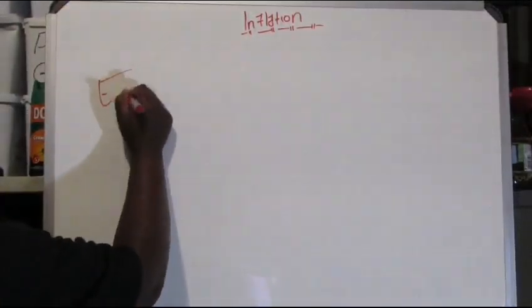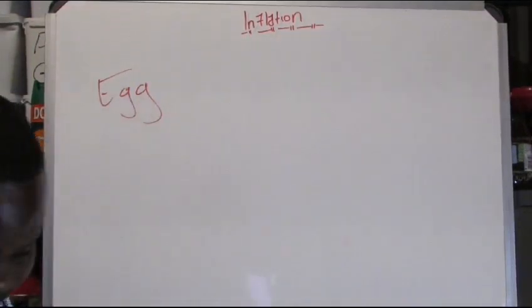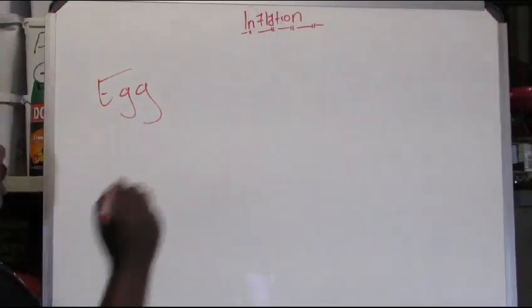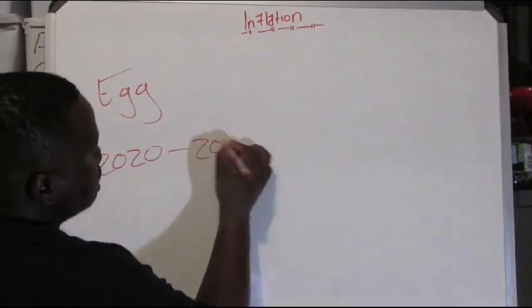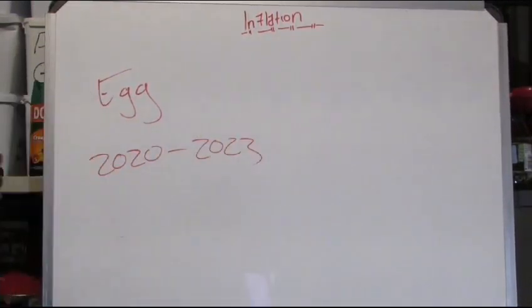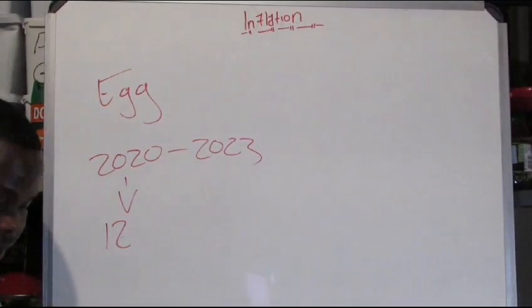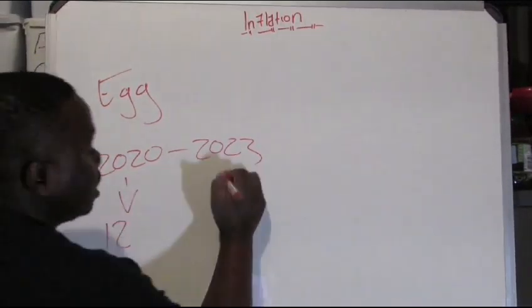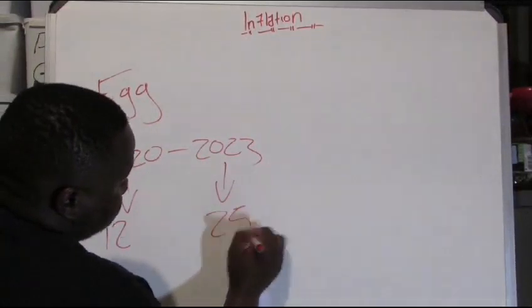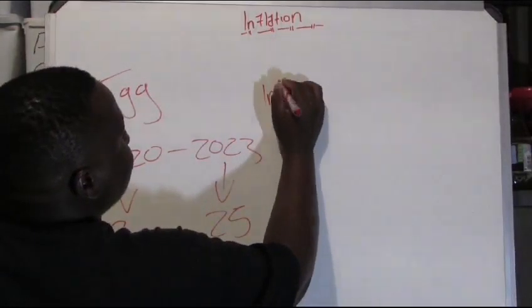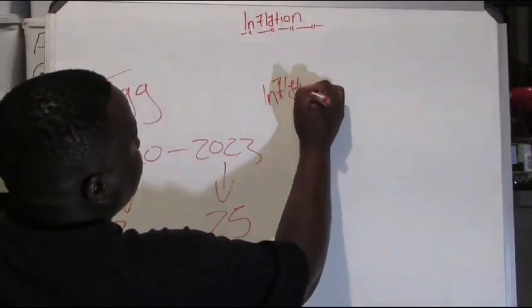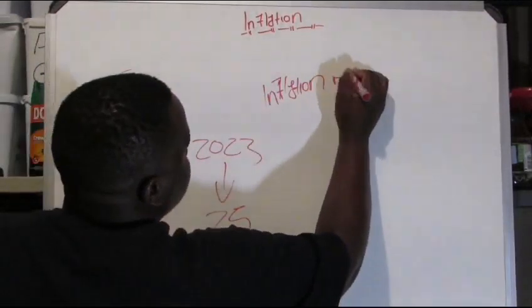The first one that we're gonna do is eggs. The current issue that we're going through at the moment is eggs, and then also petrol. First one, remember this, right? The time range that we're going to be working on is from 2020 to 2023, our current year. In 2020, eggs were like 12 rand, and at the moment we're currently sitting at 25 rand. With this being said and done, we need to calculate our inflation rate.